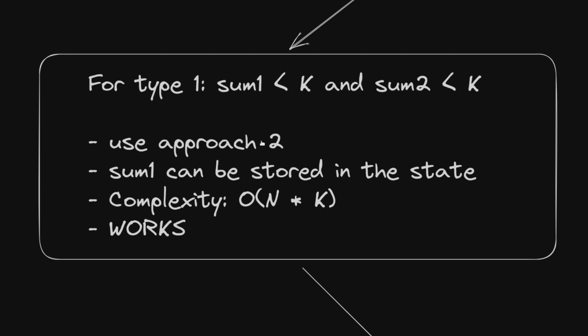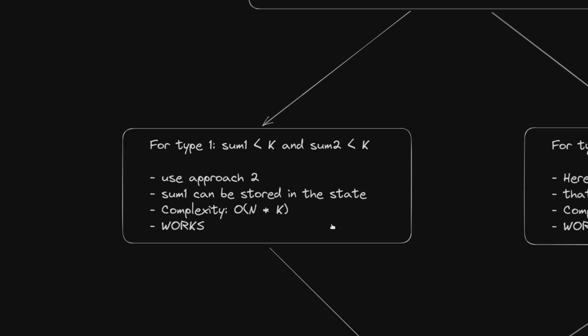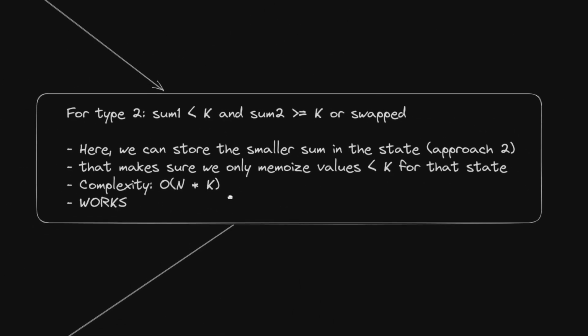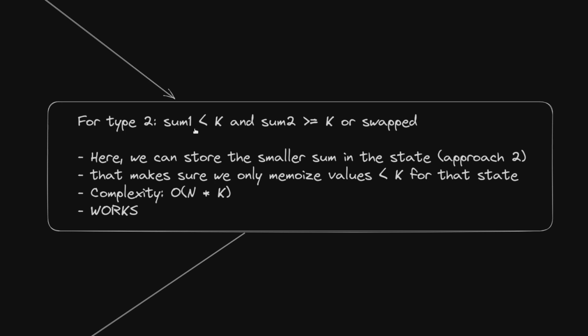The second approach makes sure that sum1 is bounded. The time complexity for the second approach was n times max, and max can be only up to k. So hence sum1 can be stored in this state and the time complexity will be of order n times k. This will be a valid solution for us. So now let's look at case 2. In this case, we have sum1 less than k and the second one greater than or equal to k. And as you already know, whenever the state is greater than or equal to k, we can't simply memoize it or compute it in a better complexity than O of n times max, or it is a swapped condition.